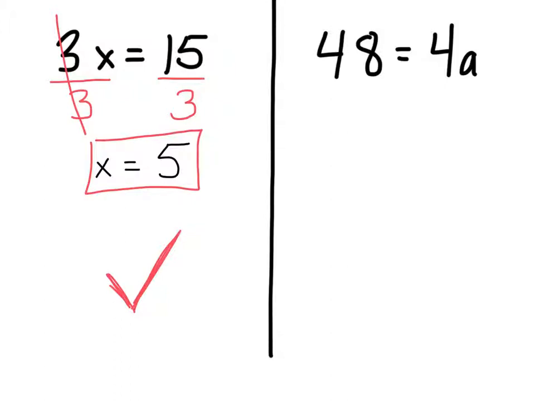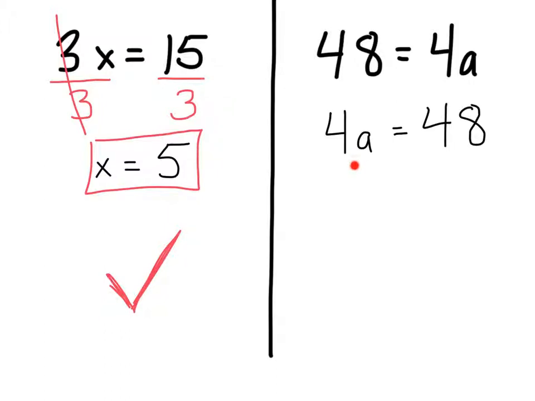Alright, so the way that I like to read this is I always like to make sure that the answer is always on the right. So I'm just going to rewrite this real quick so that it is 4a is equal to 48. Just make sure that you copy it, that you rewrite it exactly the way that it's supposed to be read. So we have some multiplication.